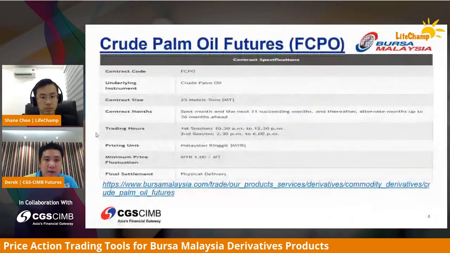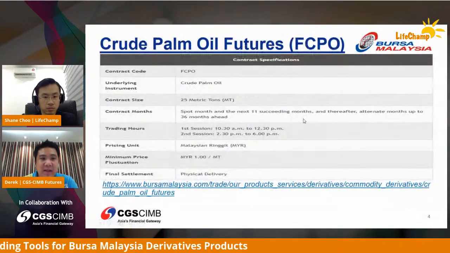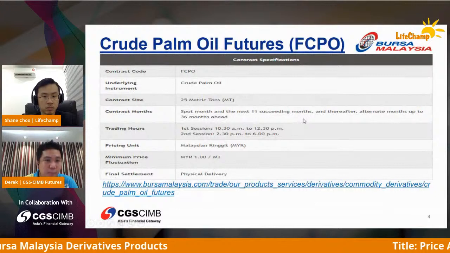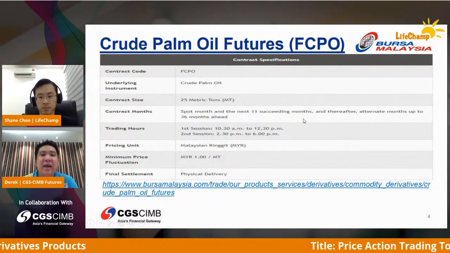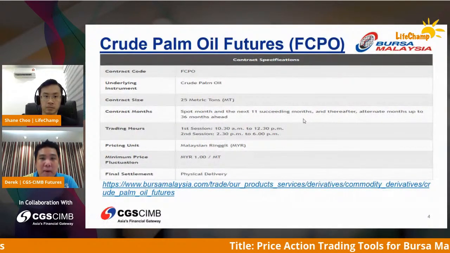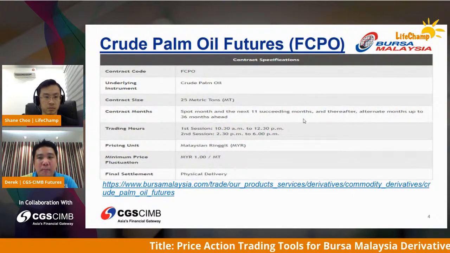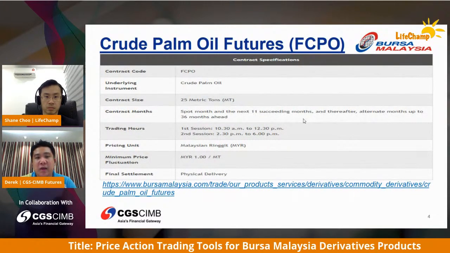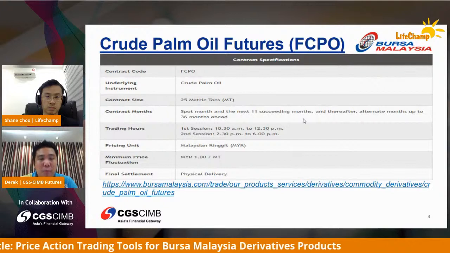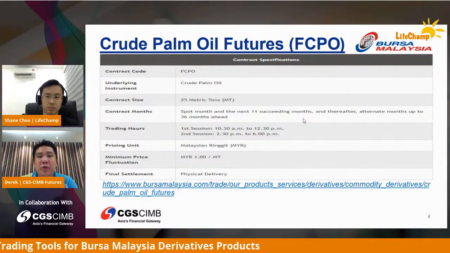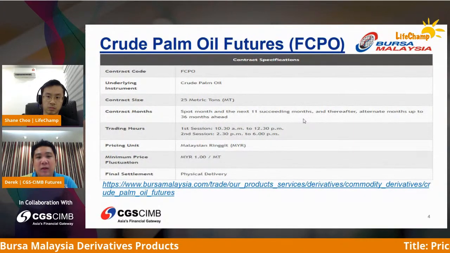Yeah, contract spec. You can see the contract months: you have the spot month and the next 11 succeeding months, and thereafter alternate months up to 36 months ahead. So spread trading is actually a composition of different months.